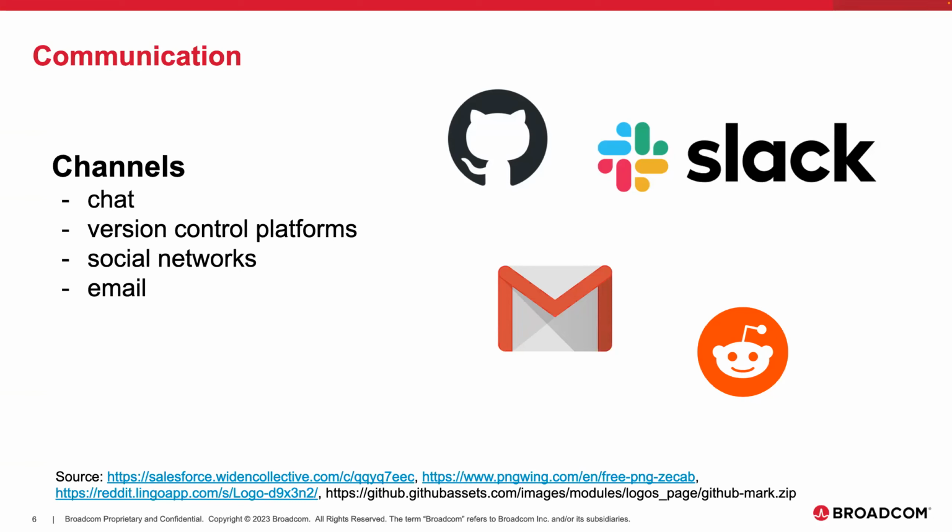Another important way of communicating are social network groups, subreddits, and Twitter accounts. This is a sign that the project is active when it's providing a lot of new stuff, and it can help to spread the word about the project and to attract new members.